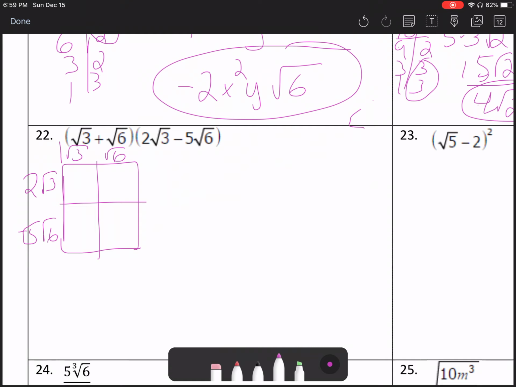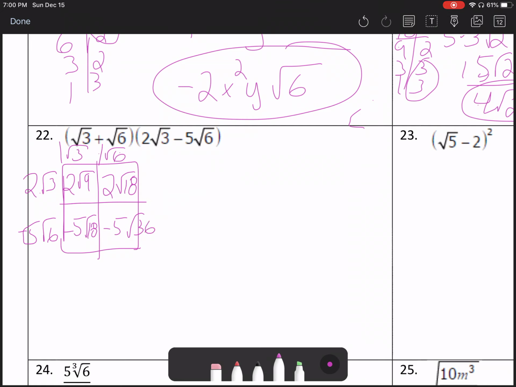So remember that there are ones if there's no number written on the outside. So this is 2 times 1 is 2, and then I have radical 3 times radical 3, that's going to be radical 9. 2 times 1 is 2. Radical 3 times radical 6 is radical 18. Negative 5 times 1 is negative 5. Radical 6 times radical 3 is radical 18. Negative 5 times 1 is negative 5, and radical 6 times radical 6 is radical 36.